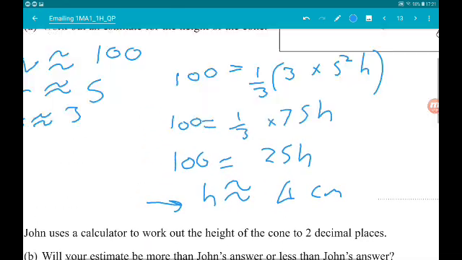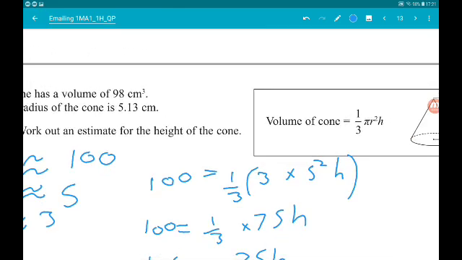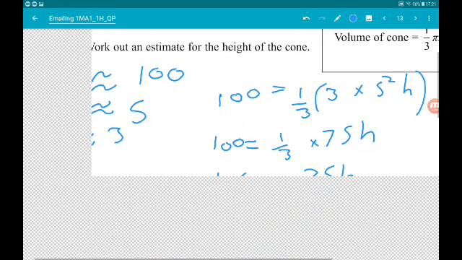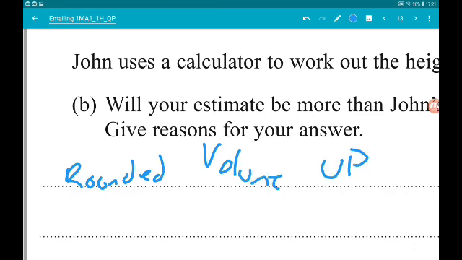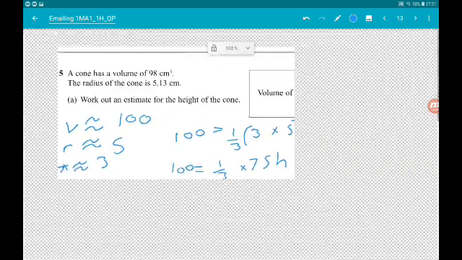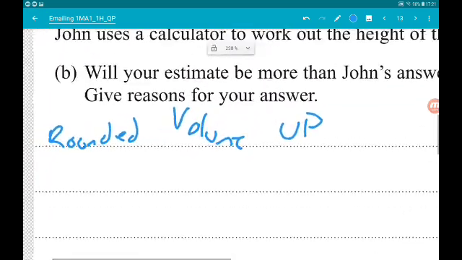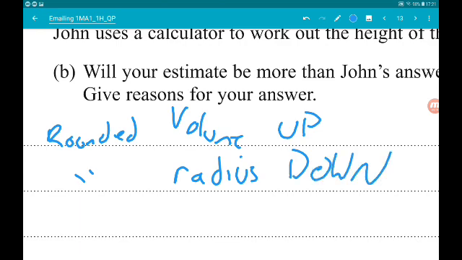Okay, so let's think about what we did to each of the things that we rounded. So we rounded the volume up. We rounded the radius down. And we rounded pi down.